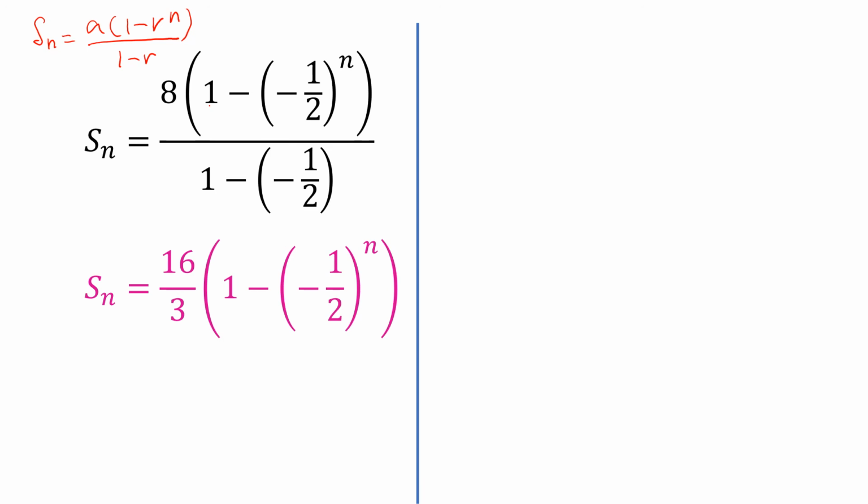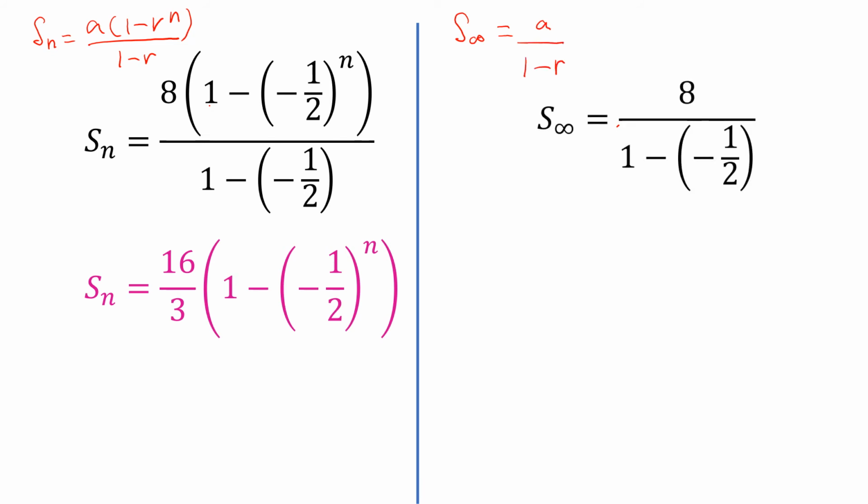Next, we need to find the sum to infinity. The formula of S infinity is A over 1 minus R. Substitute all the values and we get S infinity equal to 16 over 3.